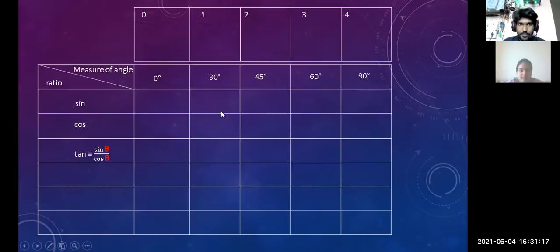Sine 45 and cos 45, you can memorize this. It's 1 upon root 2. Both are the same. Sine 45 and cos 45, both are the same: 1 upon root 2.